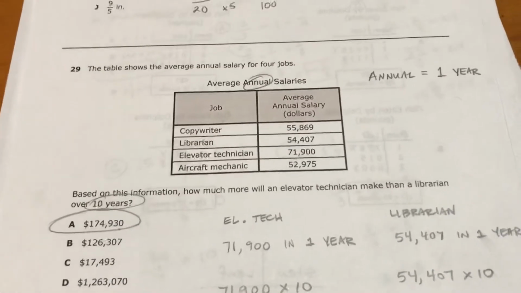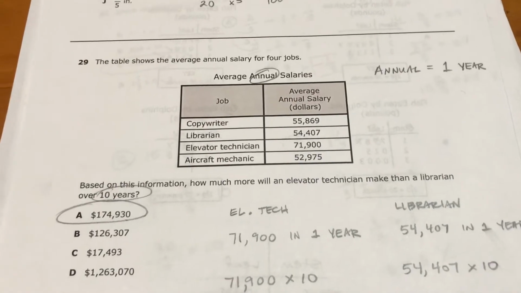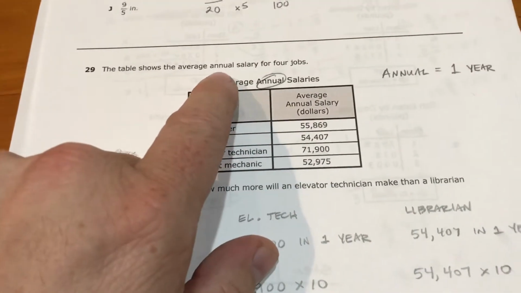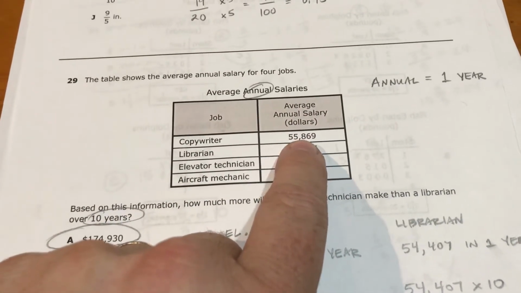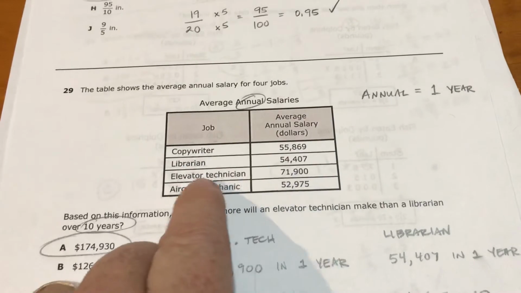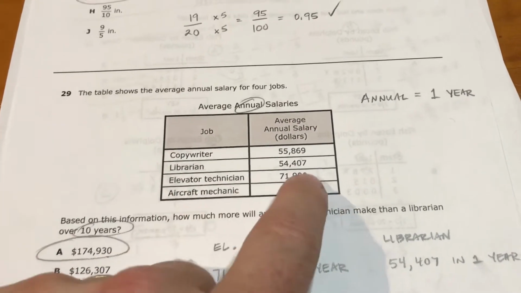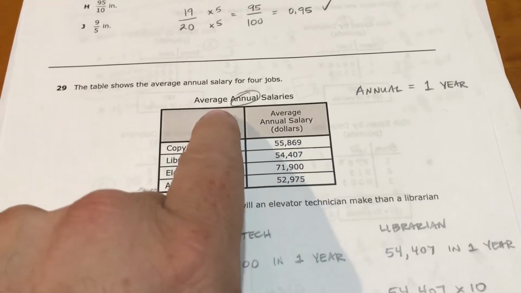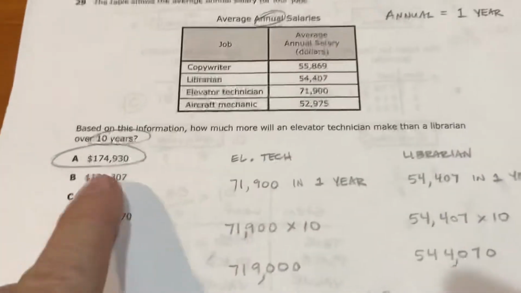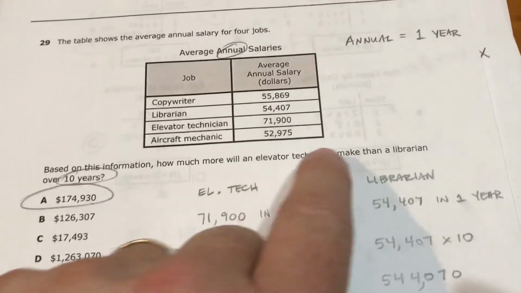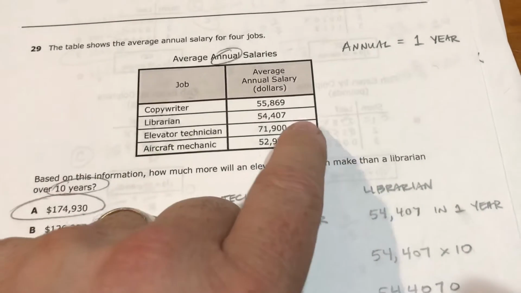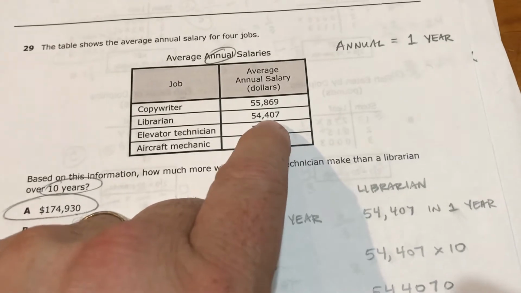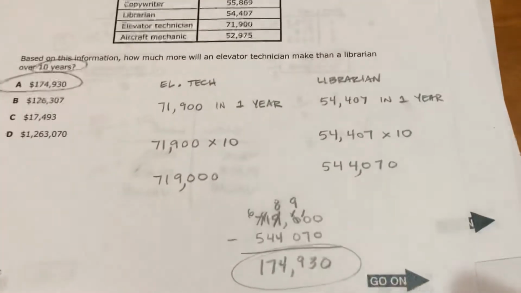All right, number 29. The table shows the average annual salary of 4 jobs. You may not know this yet, but annual means 1 year. So this annual salary, that's how much a copywriter makes in 1 year. A librarian makes this in 1 year. So this is a whole year's worth of salary. So based on this information, how much more will an elevator technician make than a librarian in 10 years? So if you know how much they make in 1 year, you've got to multiply it by 10 to see how much they make in 10 years.